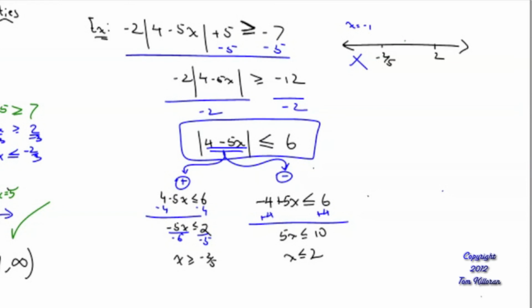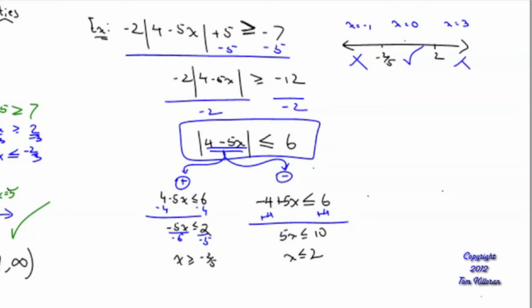Pick a number between negative 2/5 and 2. Anything between a negative and a positive, I would pick 0, but you can pick 1. 5 times 0? 4 minus 0? Is 4 less than 6? Yes. Well, technically the absolute value of 4, but we know that's going to be 4. Pick a number bigger than 2. 3. If I plug in 3, 5 times 3 is 15. 4 minus 15 is negative 11, and the absolute value is 11. Is 11 less than 6? No. So the only answer here is literally between.